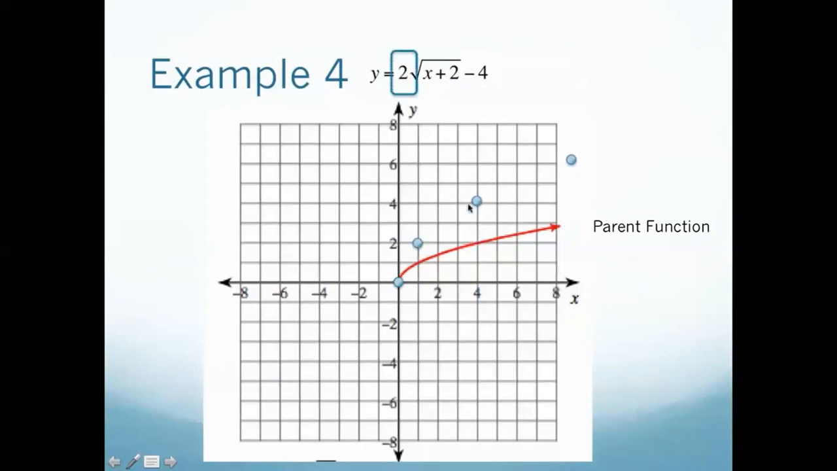Multiplication says to make all the points twice as big, so it's going to shift it up just like in the first example. Then the number on the inside is going to shift it to the left 2. So all those points will go left 2, and this would be the next layer. And then the last step would be the -4 on the end, which will shift the whole graph down 4. And this would be the final answer of 2 times the square root of x plus 2, minus 4.